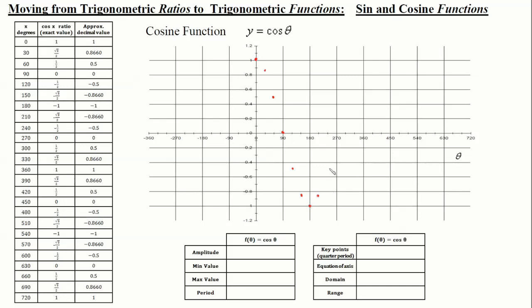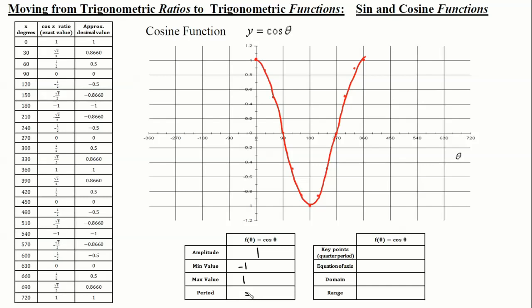And again, we can plot the rest of these points. Again, we draw a nice smooth curve through our points as best as we can to illustrate one full cycle of the cosine function. We can go ahead and then describe the different characteristics of the cosine function in the table below. So our amplitude is going to be 1. The maximum value and the minimum value: our minimum value is negative 1, our maximum value is positive 1.